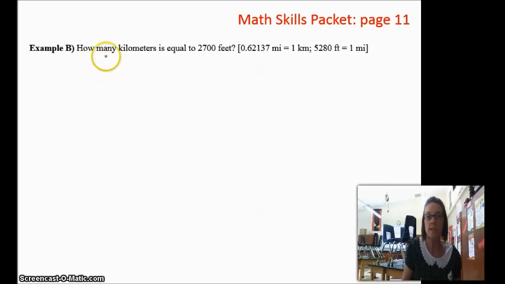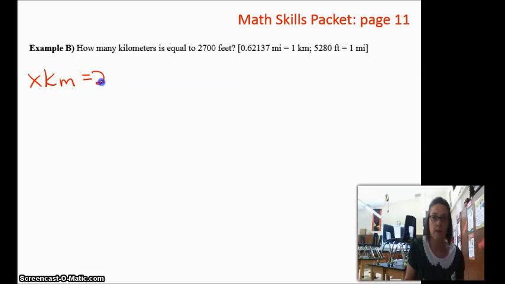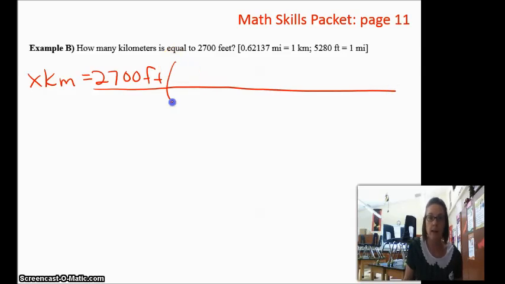We're going to start it the same way by reading the word problem and writing the setup. So how many kilometers is equal to 2,700 feet? X kilometers equals sign 2,700 feet. And then I'm going to draw my big numerator-denominator line. I'm going to get ready to put a ratio in here. So what I would like is one ratio that gets me from feet to kilometers, and I know for sure that I'm going to need feet to go down here.